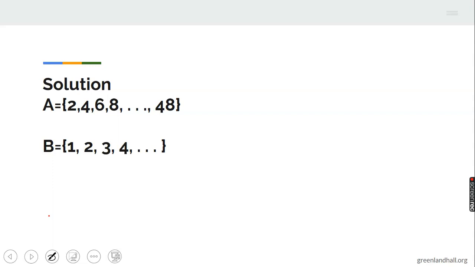Even numbers. The first even number is 2, followed by 4, 6, 8. Less than 50. Since it's less than 50, the one next to 50 is 48. So this is the set of even numbers less than 50. That of the natural numbers, natural counting numbers, the first one is 1, 2, 3, 4, and so on. It means it's continuous. This is the set of natural numbers.